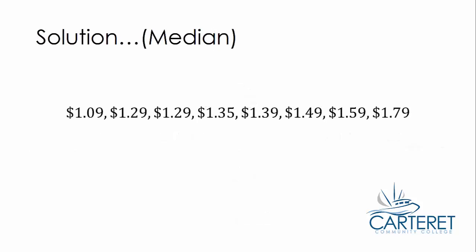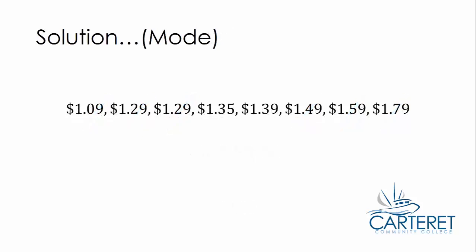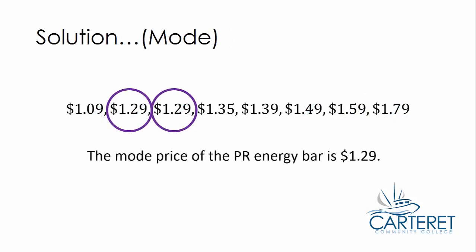To calculate the median, we must first arrange all the data values in ascending order from smallest to largest. We're then going to begin canceling out the smallest and largest data values until we get to the physical center. In this case, there are two middle values for the list, so the median is going to be the value that lies halfway between the two. The median price of the PR Energy Bar is $1.37. Remember, the mode is the data value that occurs the most frequently. $1.29 occurs twice, more than any other value, so the mode price of the PR Energy Bar is $1.29.